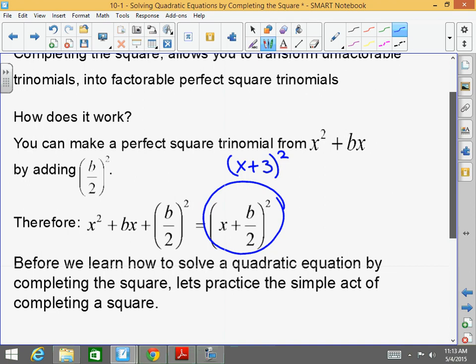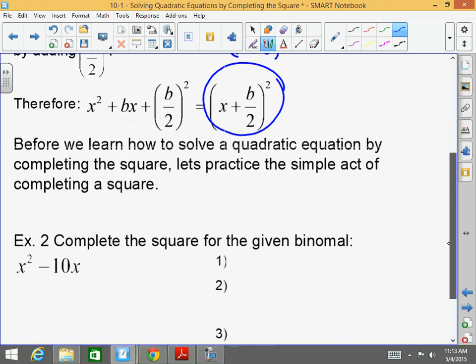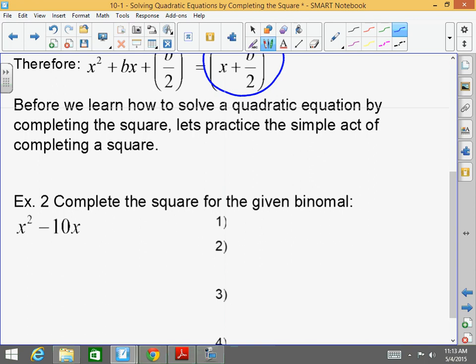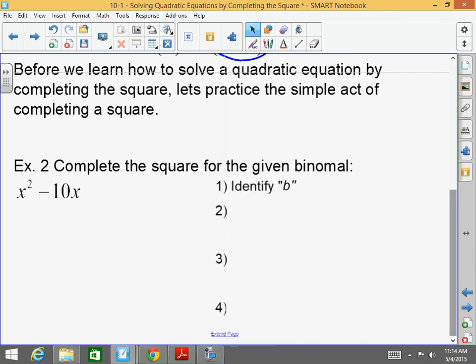So before we learn how to solve the quadratic equation by completing the square, let's practice the simple act of just completing a square. We're not going to solve yet. We're just going to complete a square, step by step, everything by steps. So, for example, how do I complete the square for the given binomial? Okay, step 1, identify the b.